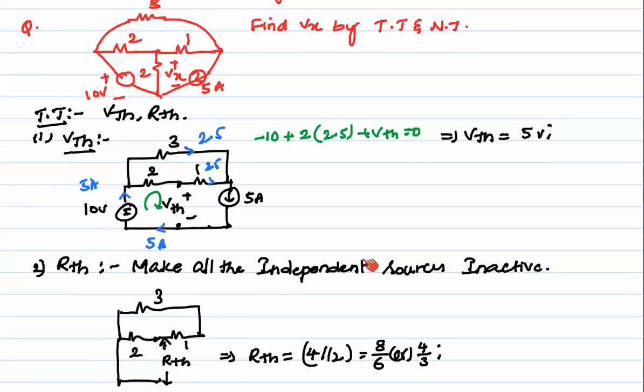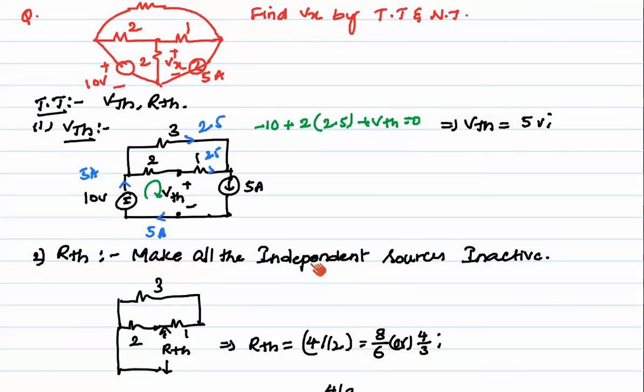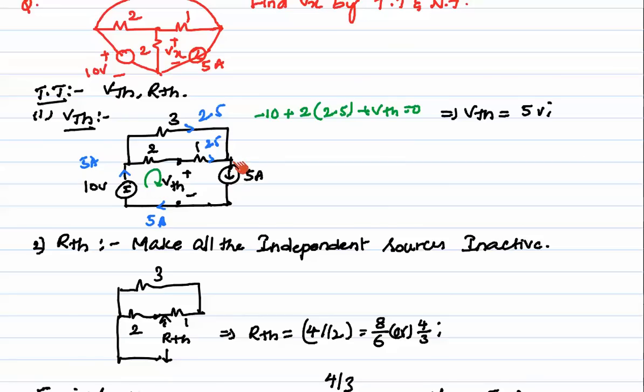Next, in order to find RTH, we make all the independent sources inactive. That means if there is a voltage source, short it; if there is a current source, open it. Here, I have opened the current source, and the 10 volt voltage source I have shorted. Okay. So if you find the RTH between these 2 points, the 3 ohms and 1 ohm are in series here.